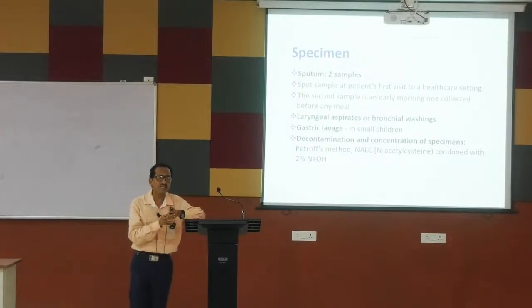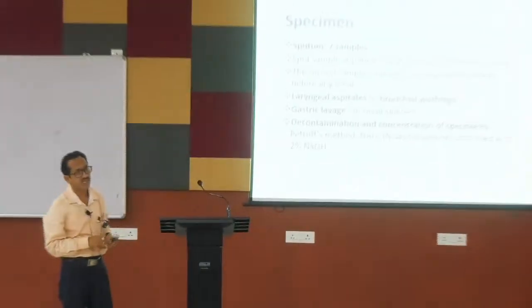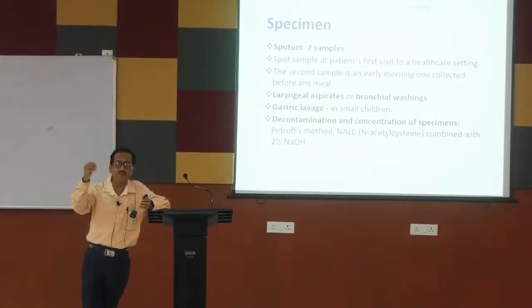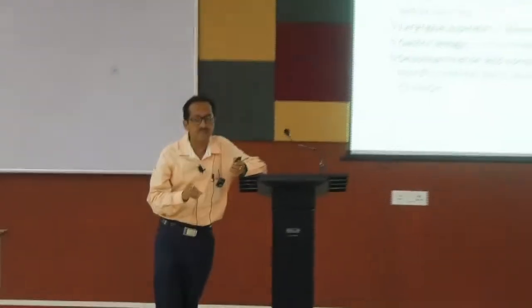Petroff's method. What is the chemical used in Petroff's method for decontamination? It is 4% NaOH. As NaOH is basic, you have to neutralize with hydrochloric acid, 8% HCl. So if you use Petroff's method, you have to use 4% NaOH and neutralize with HCl. But what is the commonest method used? NALC combined with 2% NaOH, N-acetylcysteine. What is the advantage of N-acetylcysteine? Sometimes you can see in some cough syrups this N-acetylcysteine, which liquefies the sputum. So if the acid fast bacilli are entangled within the mucoid part of the sputum, that can be liquefied by using NALC, N-acetylcysteine, along with 2% NaOH. So this is the concentration and decontamination method.